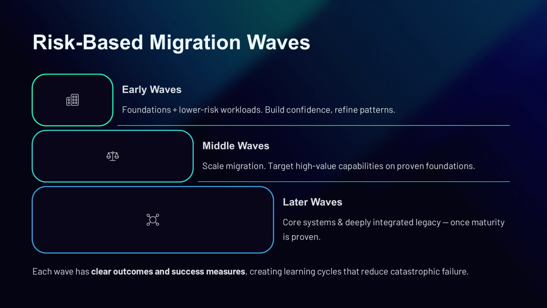Later waves handle the most complex and highest risk components, such as core systems or deeply integrated legacy platforms, once the enterprise has maturity and operational stability. This wave approach makes migration safer because it creates learning cycles and reduces the chance of a single massive failure. It also makes it easier to communicate progress because each wave has clear outcomes and success measures.